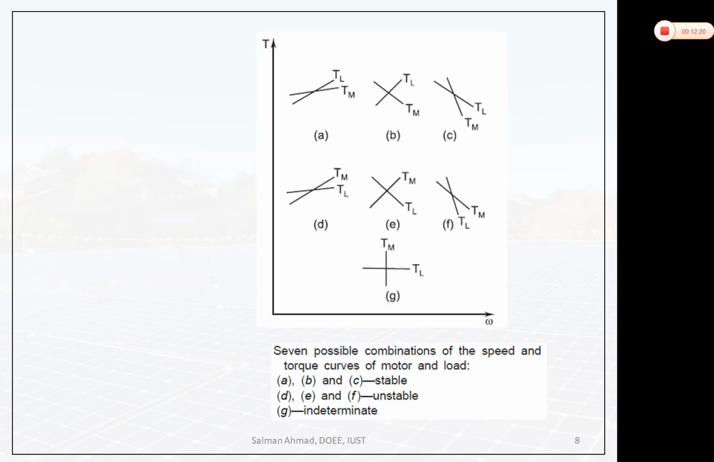From this example you can check by yourself which point is stable, which point is not stable, and which point we cannot determine. There are 7 points given in this example. It's just like a home assignment for you.